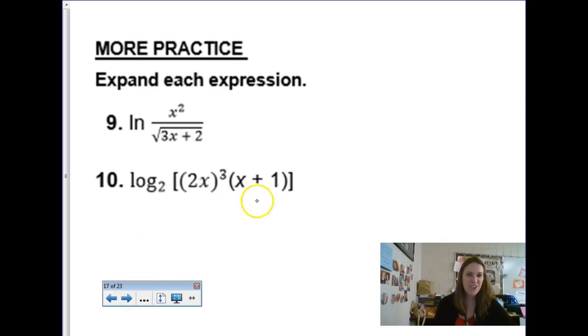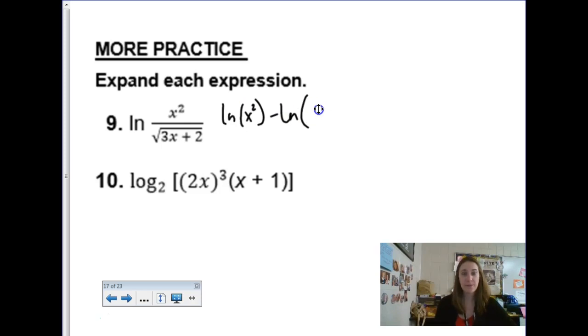Okay. So let's do one. Let's see. I'm going to do this one because I just wrote your test and there is one that's kind of like that on it. So let's expand this natural logarithm first into the subtraction of the numerator minus the denominator.